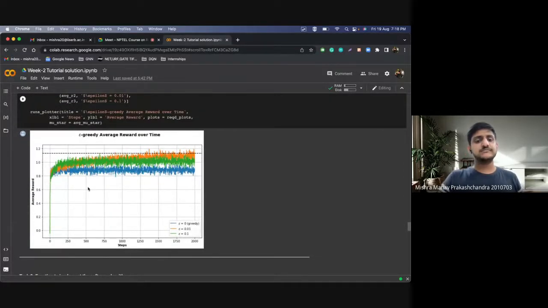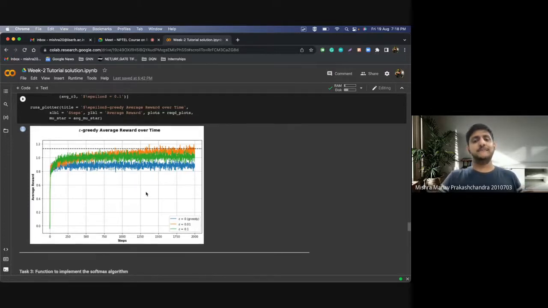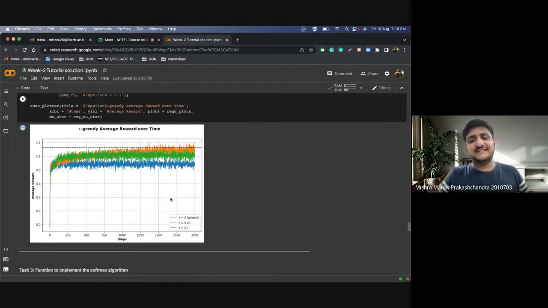As expected, the greedy strategy is obviously a bad strategy because there is no scope of exploration. With a slight increase in the exploration, if I take epsilon to be 0.01, which is 1% exploration, I get better performance than the greedy algorithm. And with epsilon 10%, I get somewhere in between.